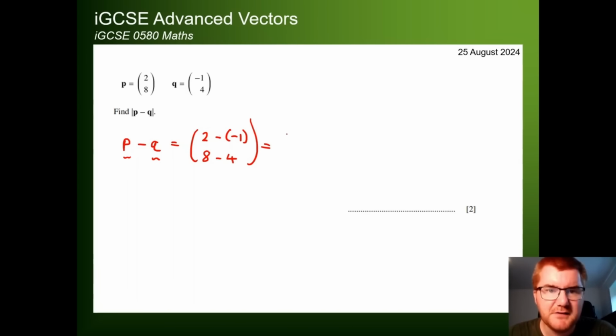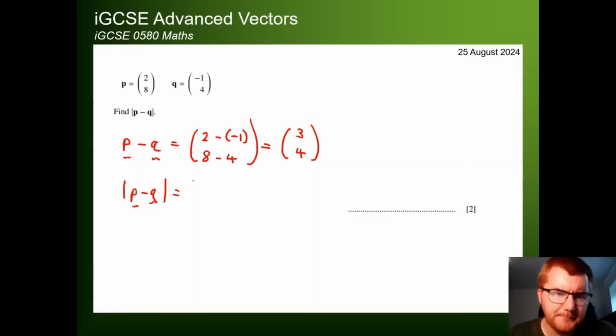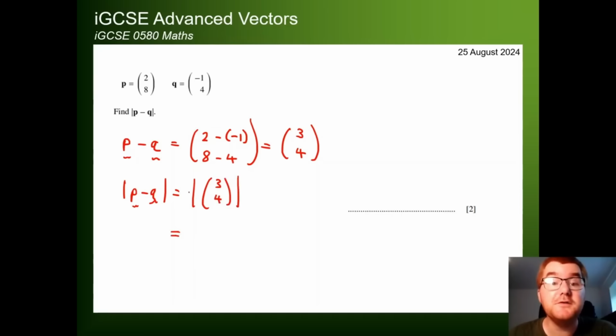And now it wants us to work out the magnitude of this vector. So this is something we'll talk about in later parts of the video. And remember, if you want to work out the magnitude of the vector, you want to do Pythagoras. So we put this into the Pythagoras formula. And again, this is quite nice numbers.